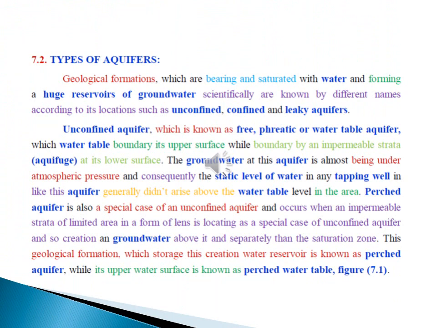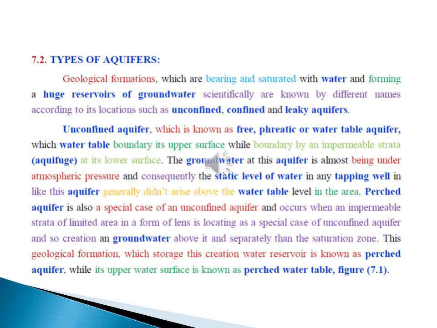Types of aquifer: geological formations which are bearing and saturated with water and forming a huge reservoir of groundwater are scientifically known by different names according to their expressions, such as unconfined, confined, and leaky aquifer. Unconfined aquifer, which is known as phreatic or water table aquifer, has the water table as its upper boundary, while it is bounded by an impermeable strata, aquifuge, as its lower surface.